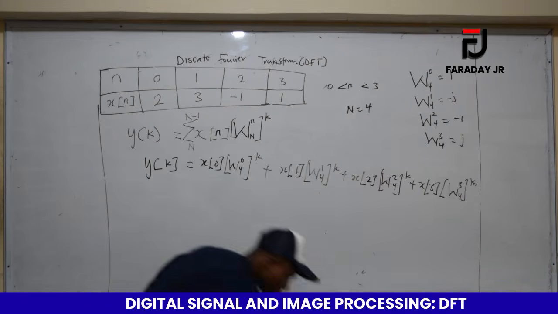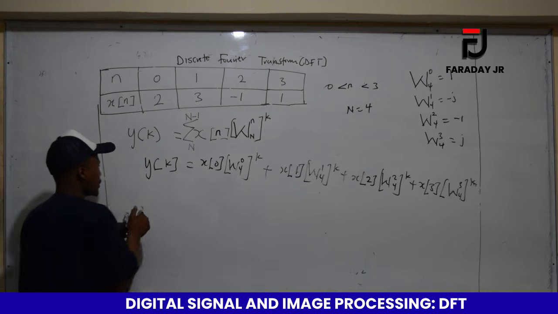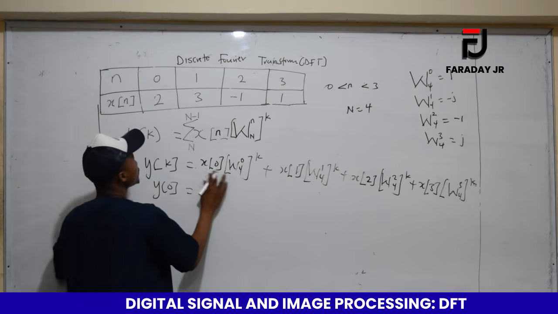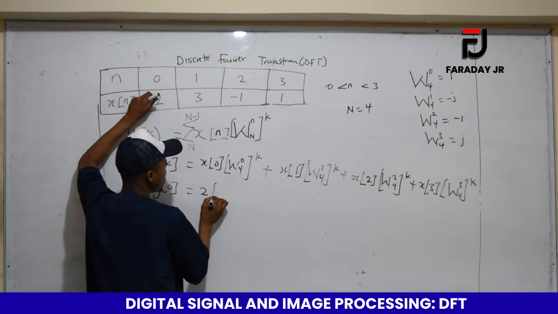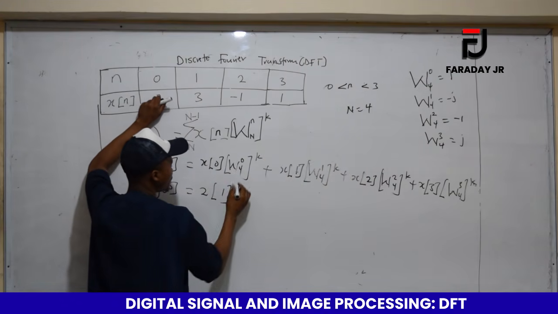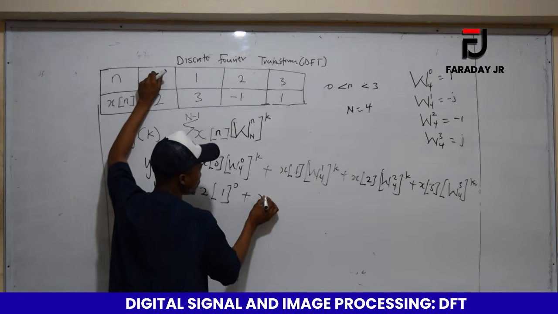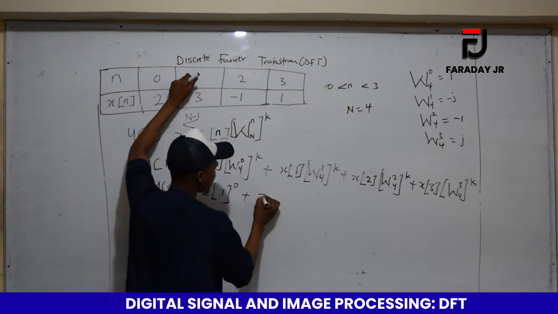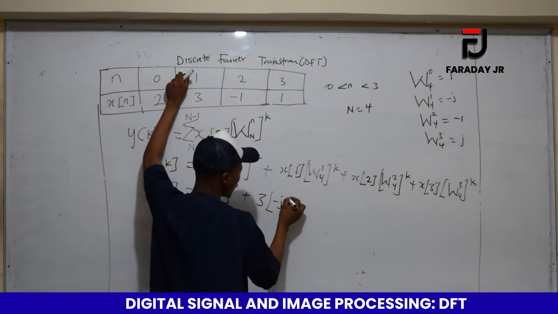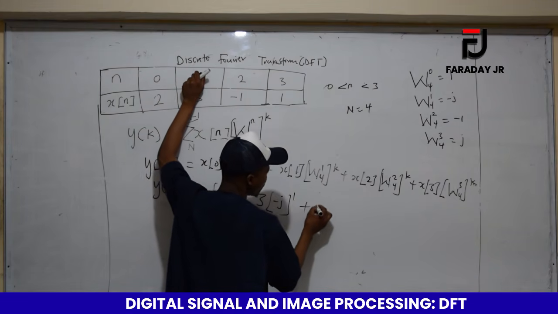So let's say we want to calculate at k equal to 0. What will be the result? That will give us x of 0, and you know x of 0 is the same as 2. And then we have W 0 4, which is 1, so you just need to memorize this, and then we have the value of k, which is 0. So we have x of 1 the same as 3, right? And we have W 1 4, which is minus j, and then finally the value of k, 1, plus x of 2.